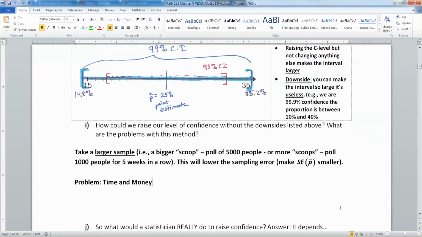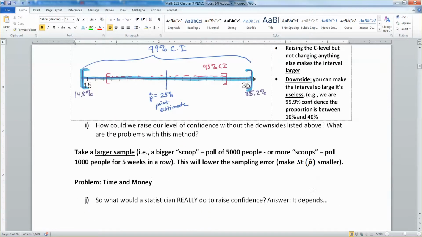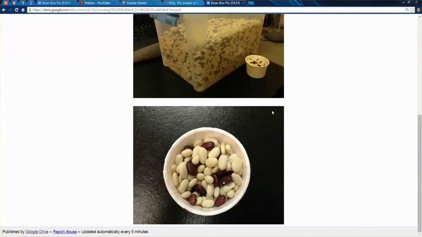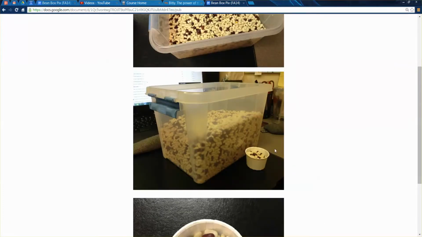right? It's all well and good to say, oh, I need to poll 5,000 people. I mean, let's just consider our bean box for just a second. Taking a little scoop like this size was not a big deal. Like, I take it out, I can count it, no problem. But if I took out a scoop that was the size of a big gulp, some huge 44-ounce thing from your nearest gas station, it would take me forever to count that.